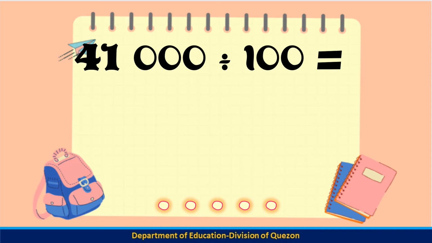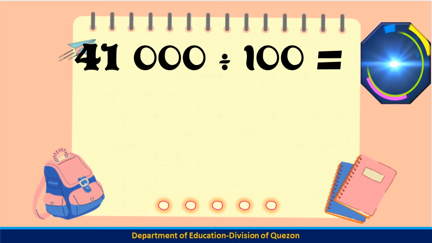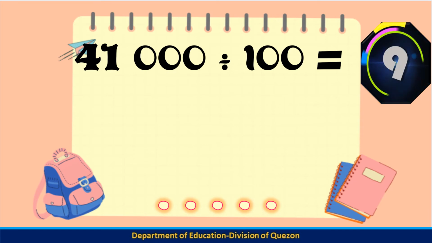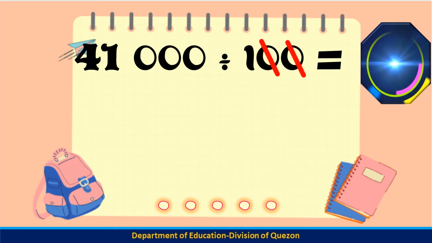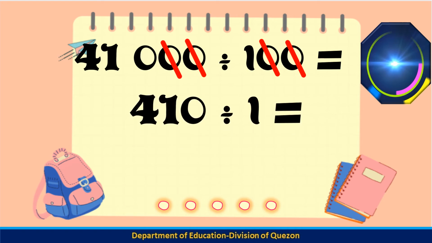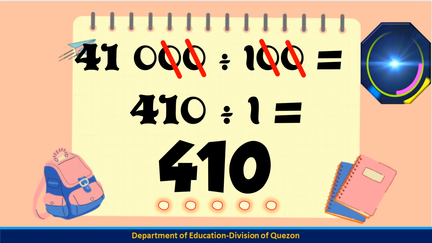41,000 divided by 100. Your time starts now. 10, 9, 8, 7, 6, 5, 4, time's up. Okay, we cancel 2 zeros. 410 divided by 1 is equivalent to 410. Okay, correct. Check your work.